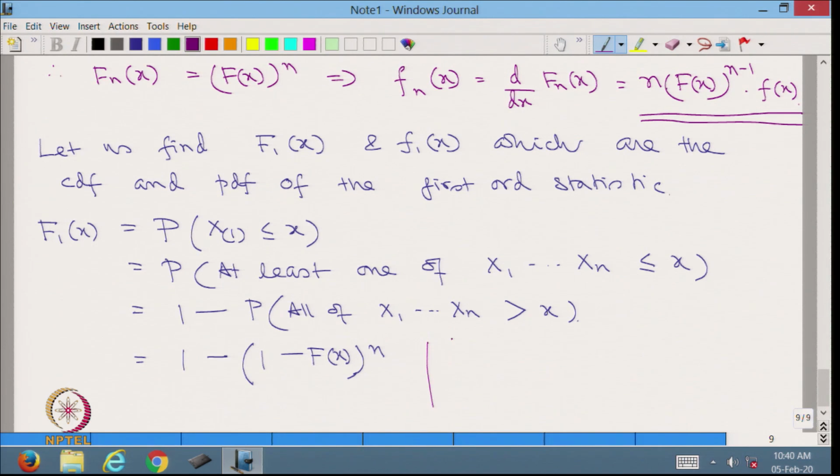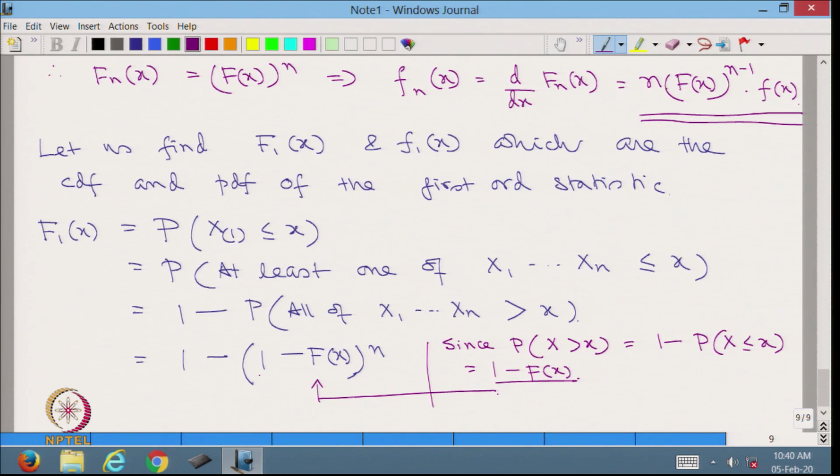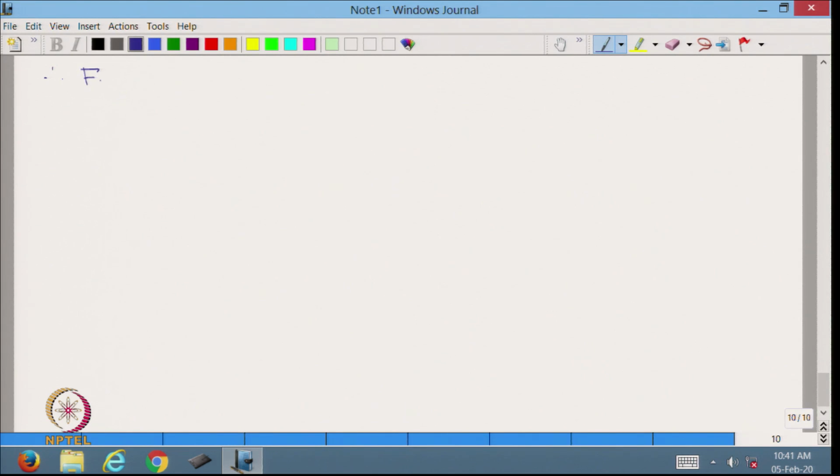Why? Since probability X greater than x is equal to 1 minus probability X less than or equal to x, which is equal to 1 minus F(x). Therefore, we get this term and now we have subtracted it from 1. Therefore, F1(x) is equal to 1 minus (1 minus F(x)) to the power n.